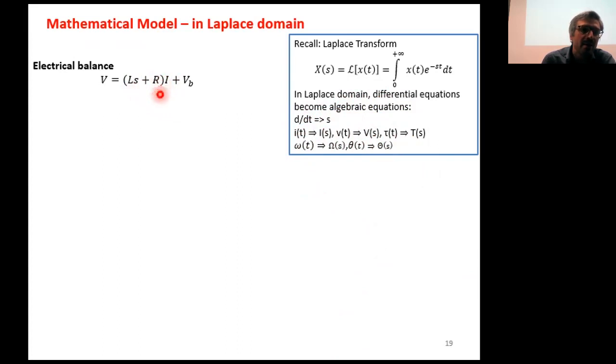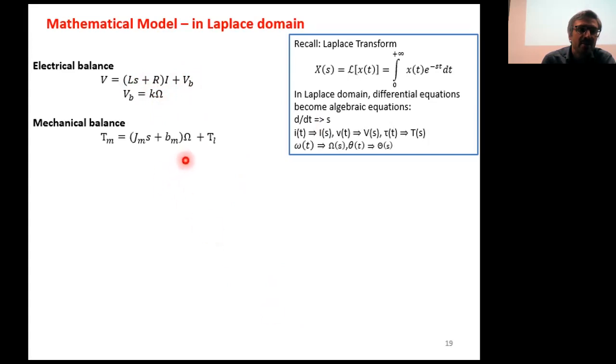So if we look at the previous equation, we have R times I plus L di over dt. The di over dt is replaced by S times I, and we can collect I this way. And we have the back EMF that is proportional to the angular velocity.